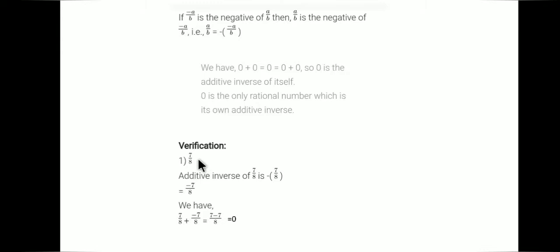Example, 7 upon 8 is there. So the additive inverse of 7 upon 8 is minus 7 upon 8. Whatever rational number is there, you keep the numerical value of the rational number as it is. You just change the sign of it to get the additive inverse. The additive inverse of a upon b will be minus a upon b, and the additive inverse of minus a upon b will be a upon b.